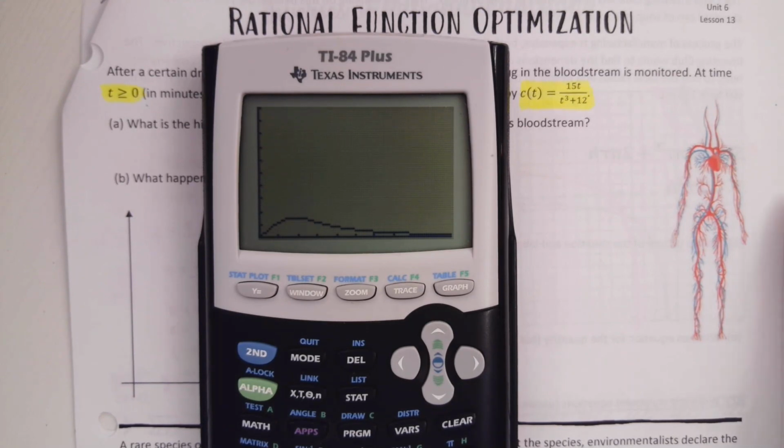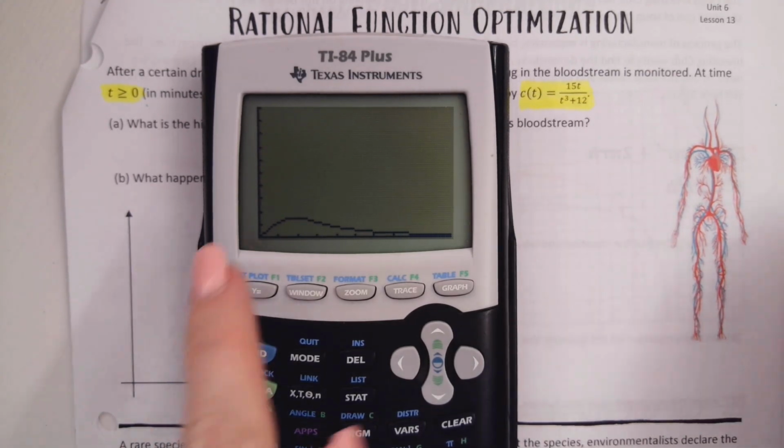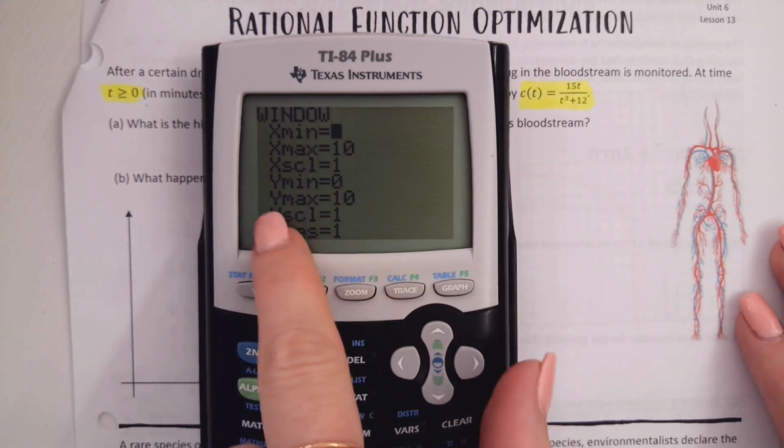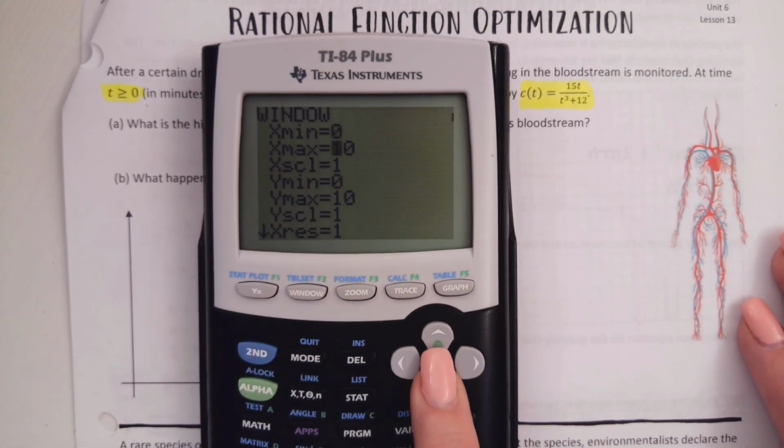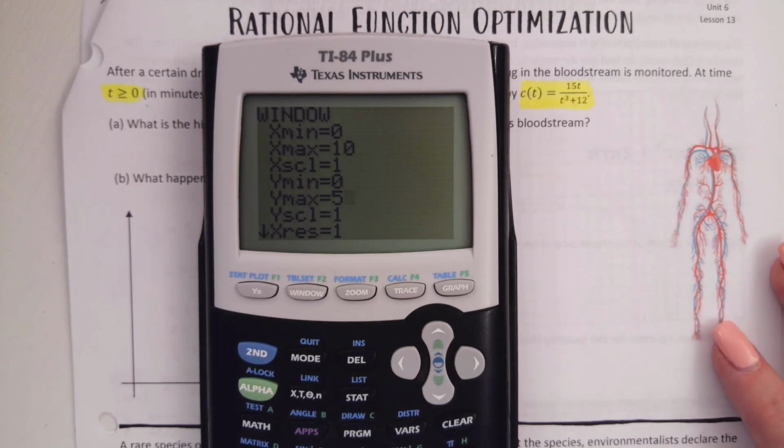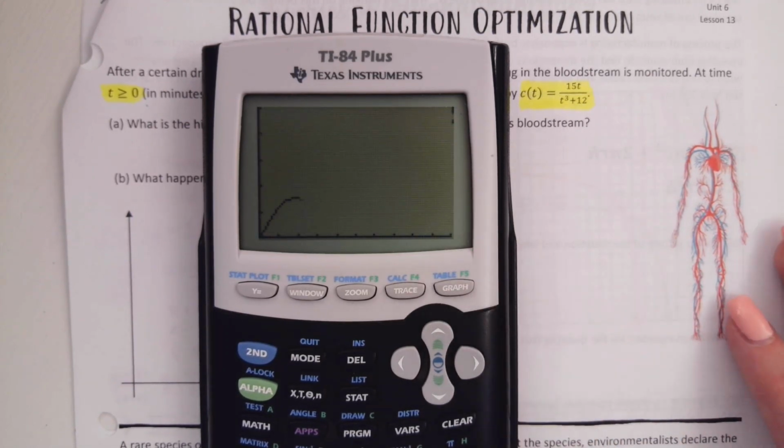Okay, that's not bad. Technically, you might be seeing a whole lot more of the y-axis than you need. Like, you might not need to see all 10 numbers on the y-axis. I'm going to make my y maximum a 5 instead of a 10, because I probably don't need to see up to 10. So now if I press graph, I change my y max to 5. Very nice.